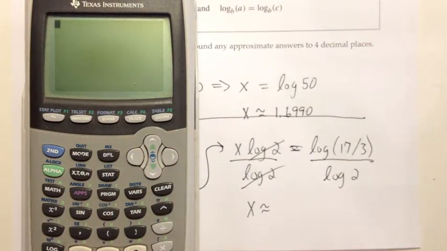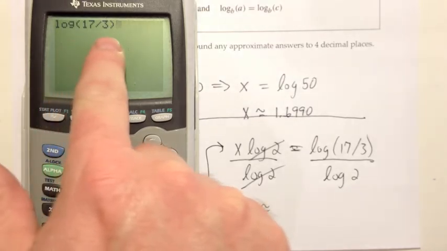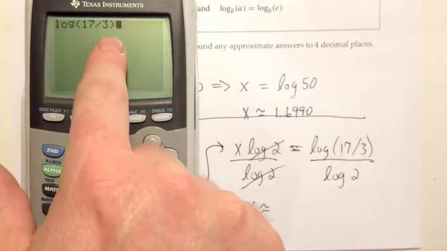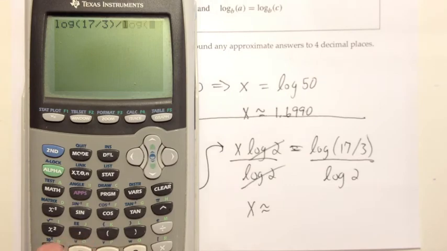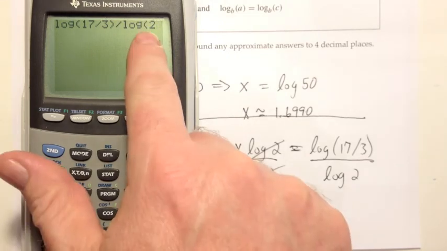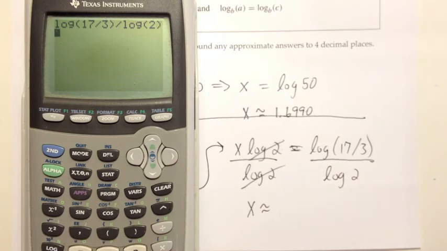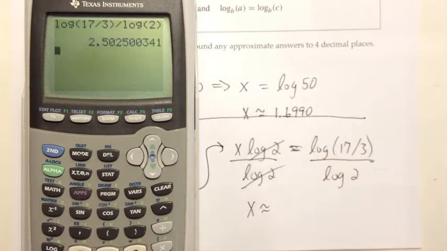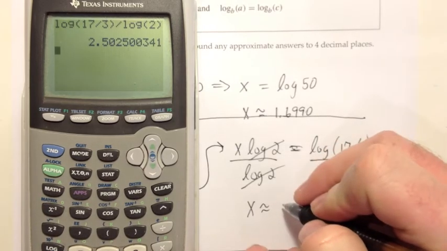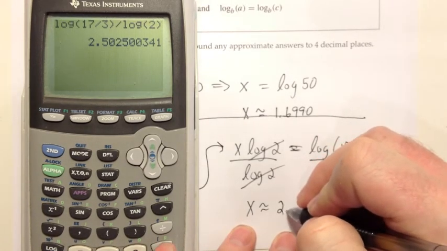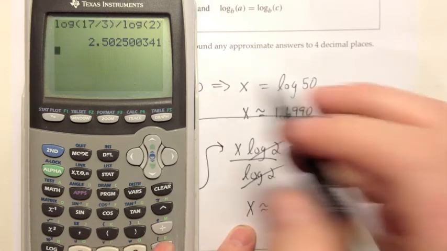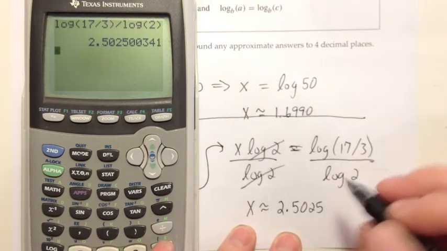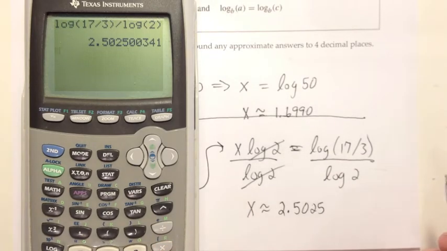So clear out that old stuff, and entering that in, first the numerator, common log of 17 thirds. Make sure that whole expression 17 thirds is inside the parentheses, and then divided by the common log of 2. And they always open a parenthesis on the log on the TI-84, so I'll just close that up. So that's log of 17 thirds over log of 2. And I get an answer of approximately 2.5. They want me to round that to 4 decimal places, so 2.5025 would be 1, 2, 3, 4 decimal places.